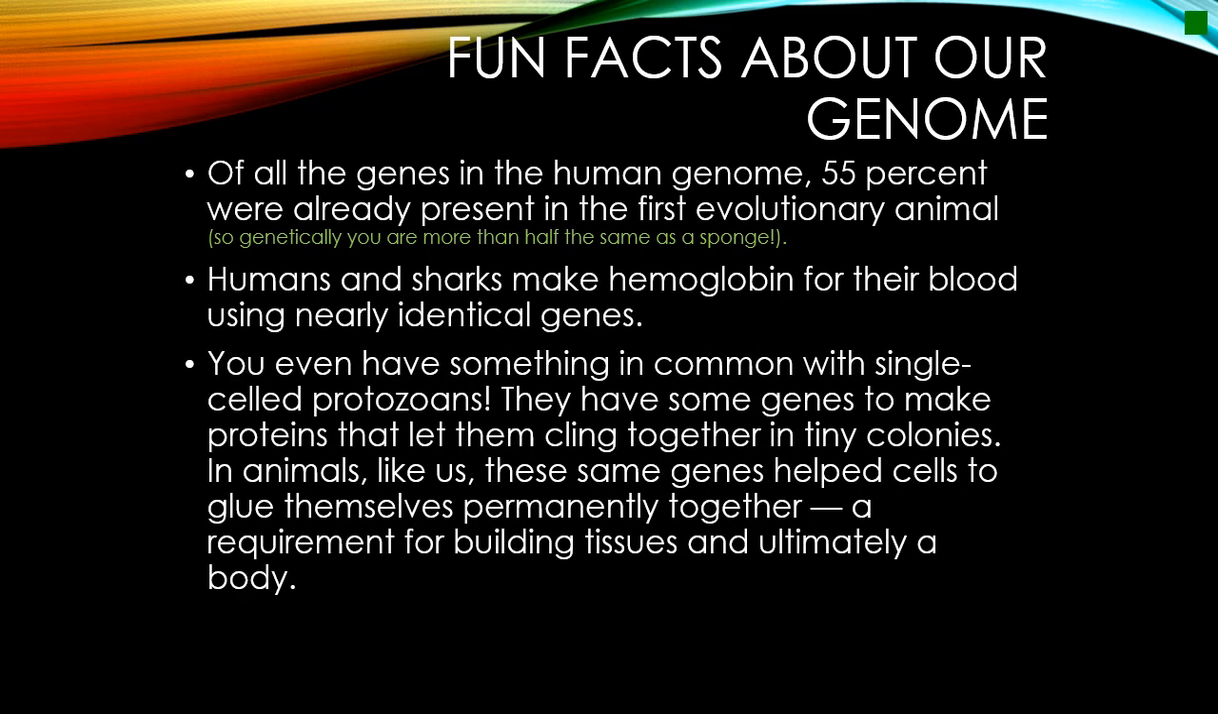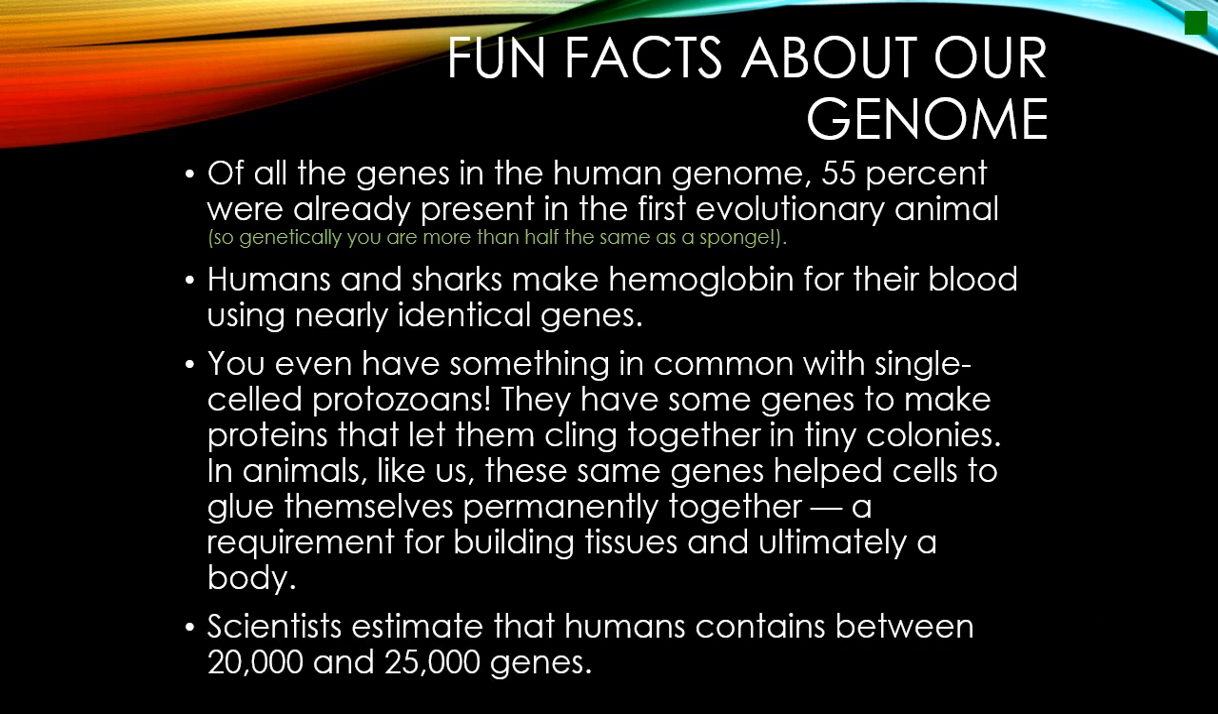You even have something in common with single-celled protozoans. So protists, kingdom Protista, they have some genes to make proteins that let them cling together in tiny colonies. In animals, those same genes help cells glue themselves together in order to build tissues and ultimately form your multicellular organism body, which is kind of cool. And scientists estimate that humans contain between 20,000 and 25,000 genes. There are thousands and thousands of genes in your DNA. We don't even know what all of them do.